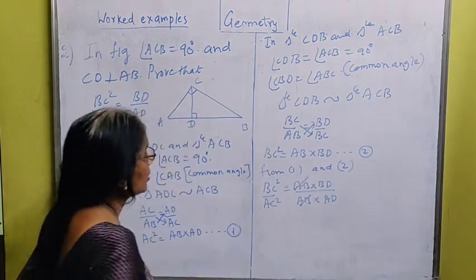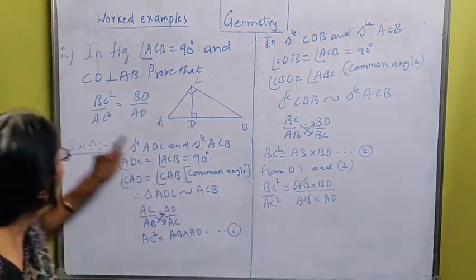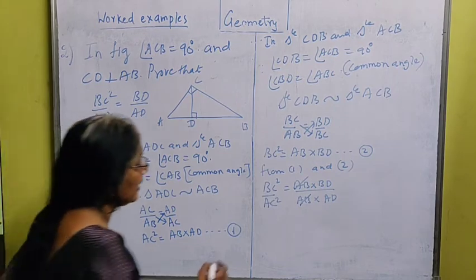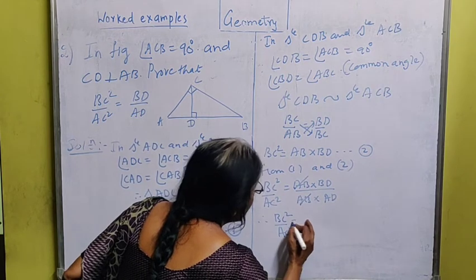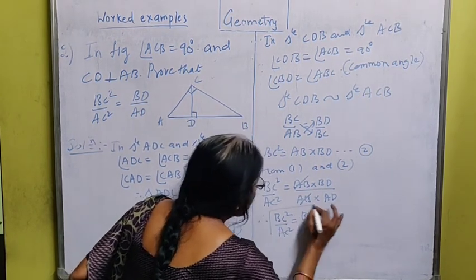So what I got? BC square by AC square is equal to BD by AD. Look here, what we wanted to prove: BC square by AC square is equal to BD by AD. So therefore, BC square by AC square is equal to BD by AD. Hence, your sum is proved.